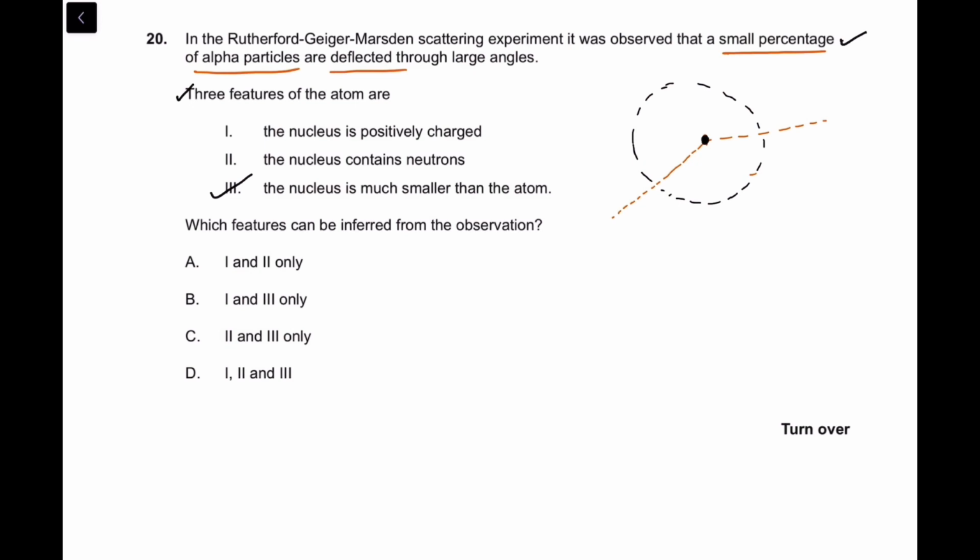Now, why are the alpha particles being deflected? Alpha particles are positively charged. Had the nucleus been negatively charged, it would attract the alpha particles and they would not be deflected. Since they are deflected through large angles, we can conclude that the nucleus must be positive in charge, because positive and positive repel each other. So option A can also be inferred from this statement, that the nucleus is positively charged. So option 1 and option 3 only, which means option B is the correct answer to question number 20.